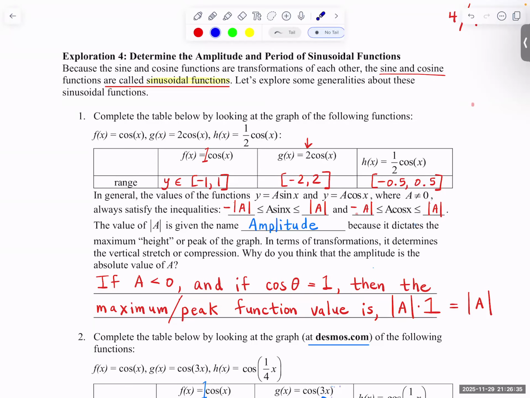Cosine of x, function g is 2 times cosine of x. So you see the coefficient is now 2 versus positive 1 on the basic function. And 1/2 cosine of x is function h of x. So we're going to go to Desmos and look at the range values for cosine of x. Function g is 2 times cosine of x, and function h is 1/2 times cosine of x.